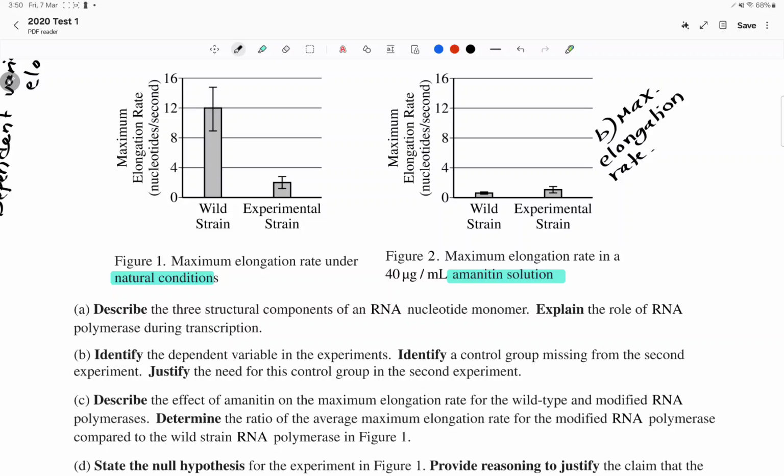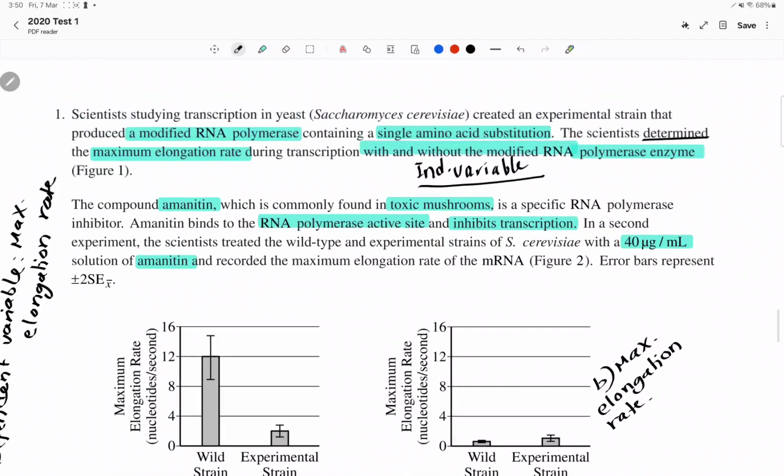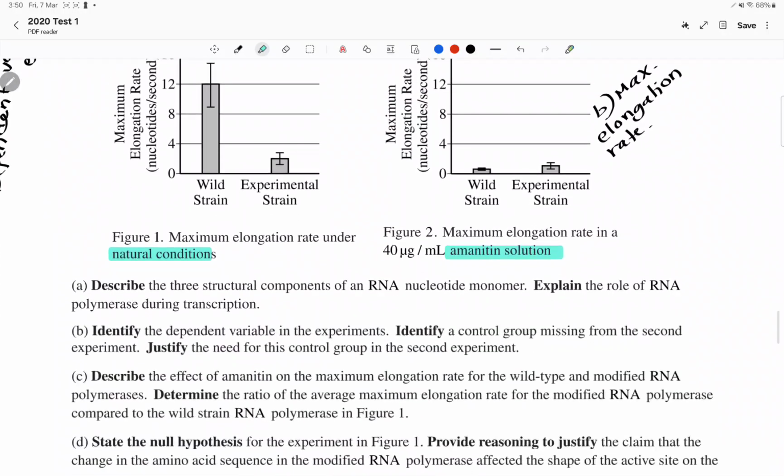Okay. Identify a control group missing from the second experiment. A group that doesn't contain Amanitin solution. Exactly. Look, they said here in the second experiment, the scientists treated the wild type and the experimental strain with Amanitin. But how about without Amanitin? Right? They didn't do that.